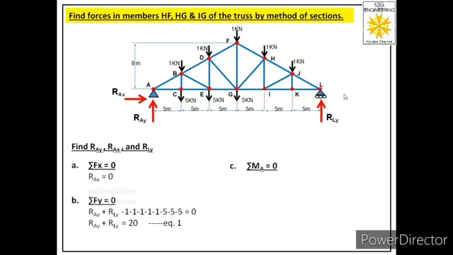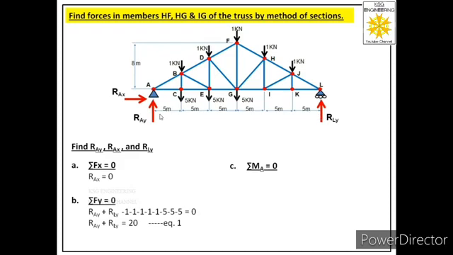Let us first see the moment because of this reaction about joint A. This reaction will generate an anti-clockwise moment about joint A, and that will be a positive moment. Its magnitude will be RLY into 30, because this is the line of action of RLY and this is the moment center. The distance between these two is 30, so the magnitude of its moment about joint A will be RLY into 30.